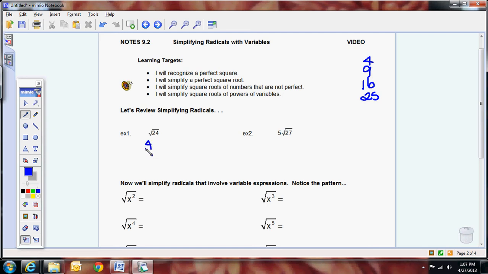So we have the square root of 4 times 6, and remember, always write the perfect square first. And then we're going to break it apart. 4 is the perfect square, so that's going to come out of the radical. So that would be 2. And 6 is not a perfect square, so that stays underneath. So this is your final answer. Okay, just a review from yesterday.